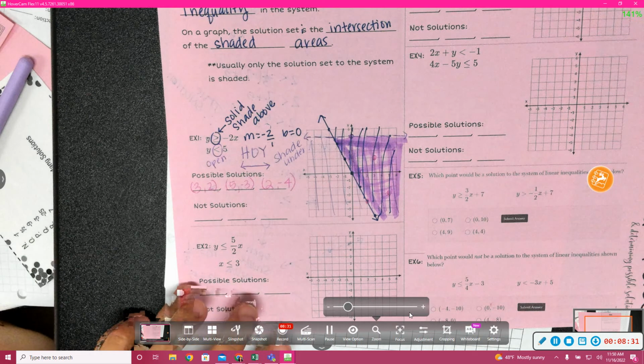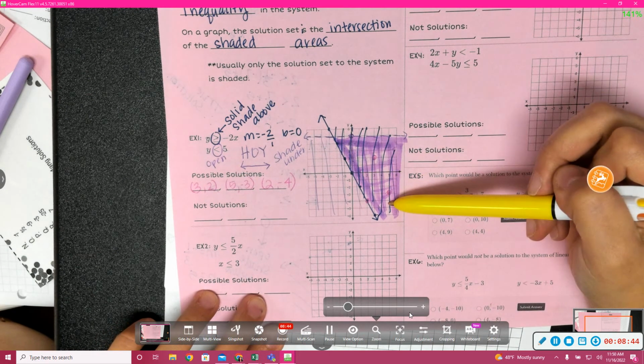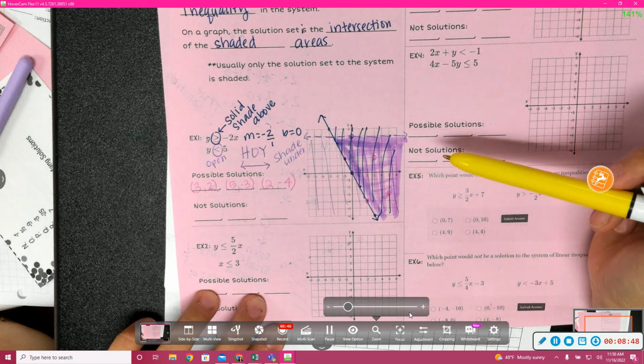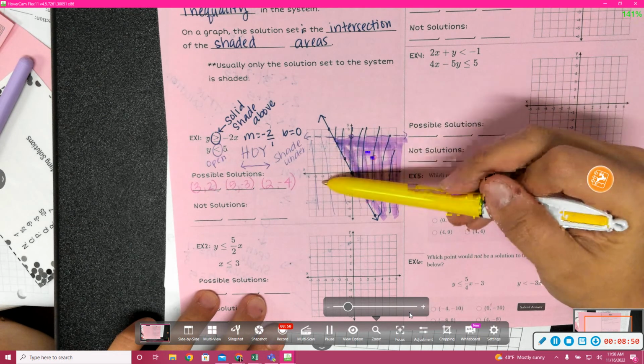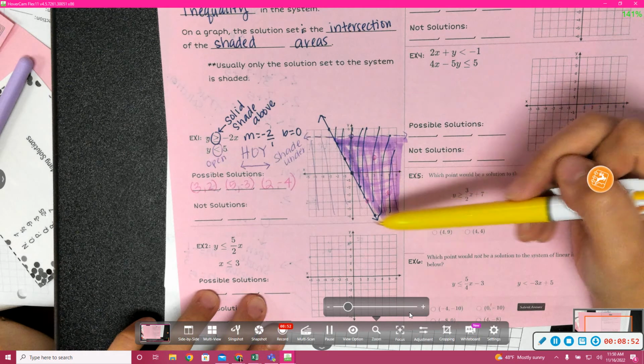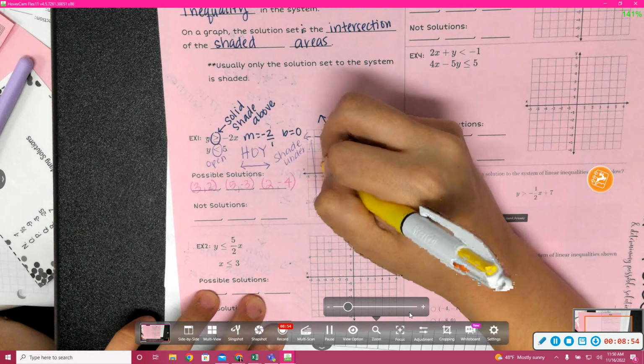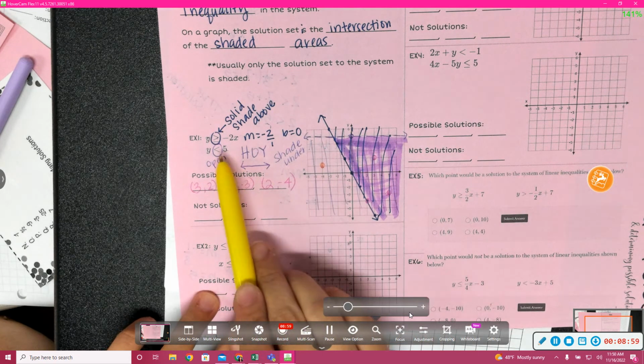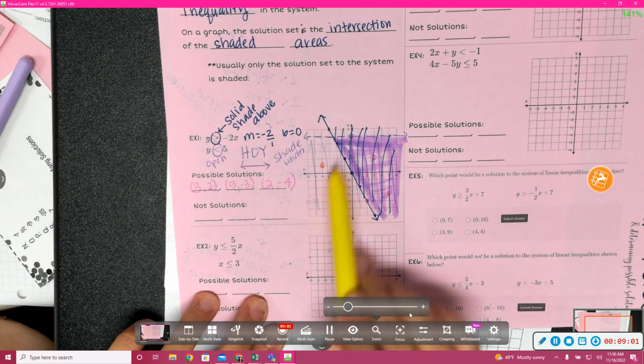Non-solutions here is anything that is not in my shaded area or not on the solid line. So anything right here on the dash line or anything not in the double shaded area. So for example, (-4, 1) can't be a solution. Yes, it's a solution to my y is less than 5, but not a solution to the system.